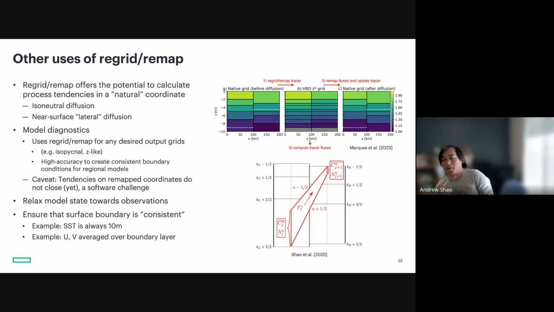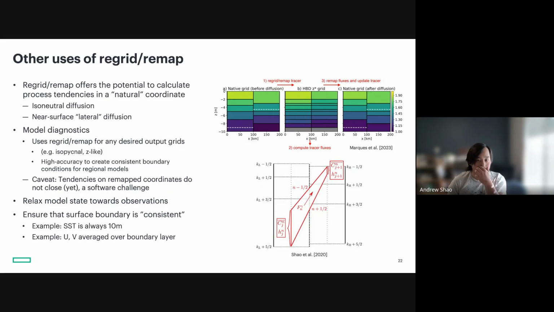One that Gustavo worked on and one that I worked on essentially says, can we compute fluxes in a different coordinate system that's more natural for the process at hand? And then essentially apply those fluxes back to the native one. So that avoids a full regrid remap step, but still retains our ability to do some of these calculations.